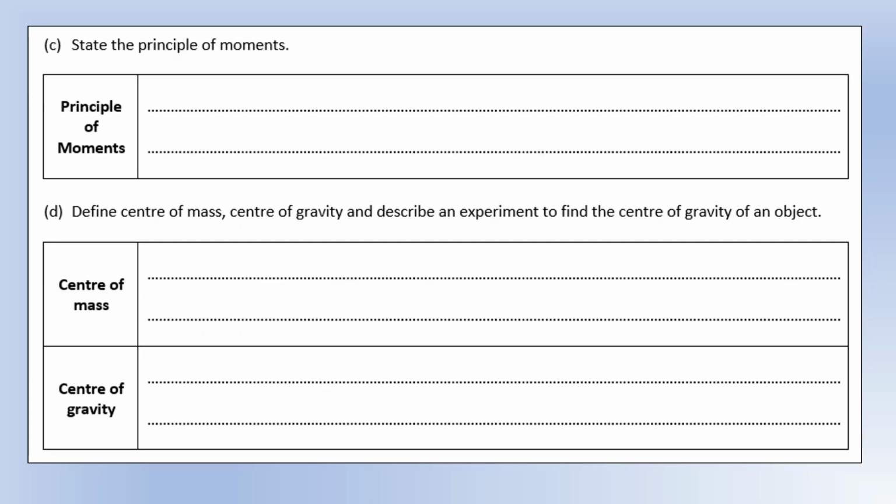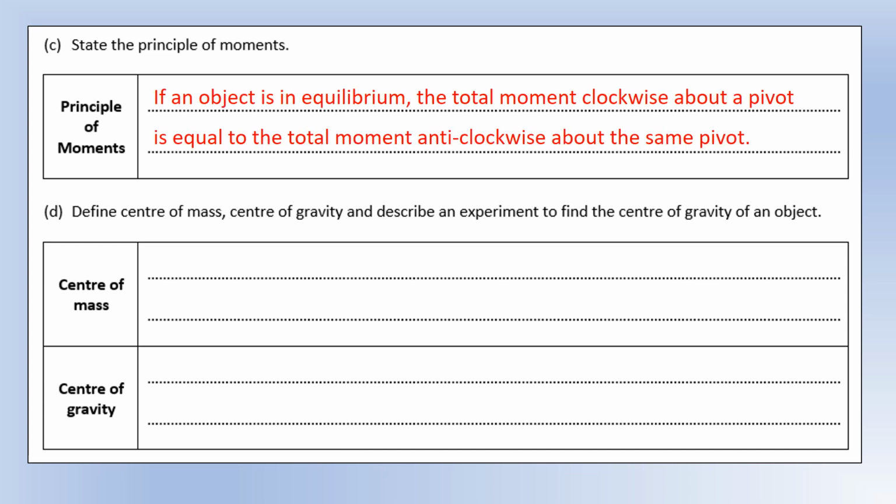Okay, so now we know what a couple and a moment are. We're going to start stating what the principle of moments is. The principle of moments states that if an object is in equilibrium, so it's not accelerating, the total moment clockwise is equal to the total moment anti-clockwise, but these are taken about the same pivot.